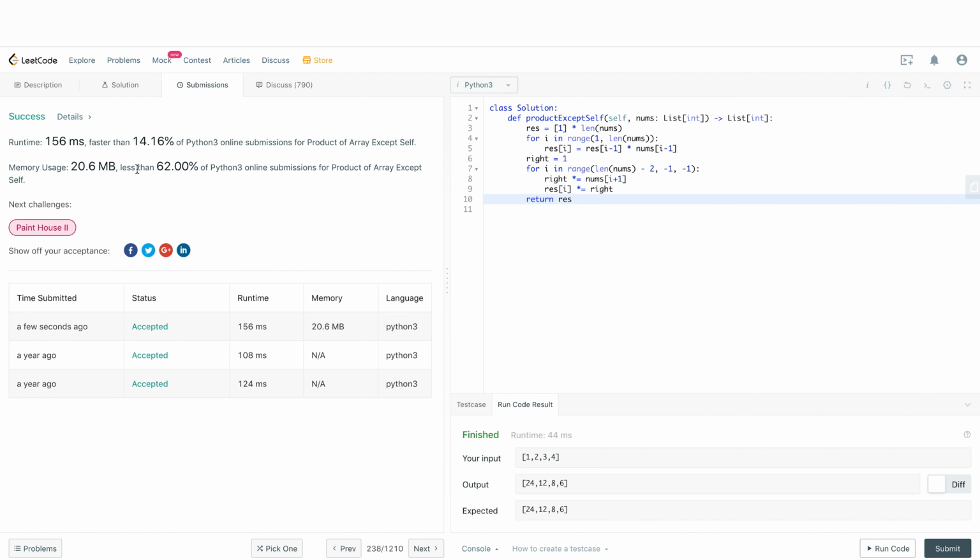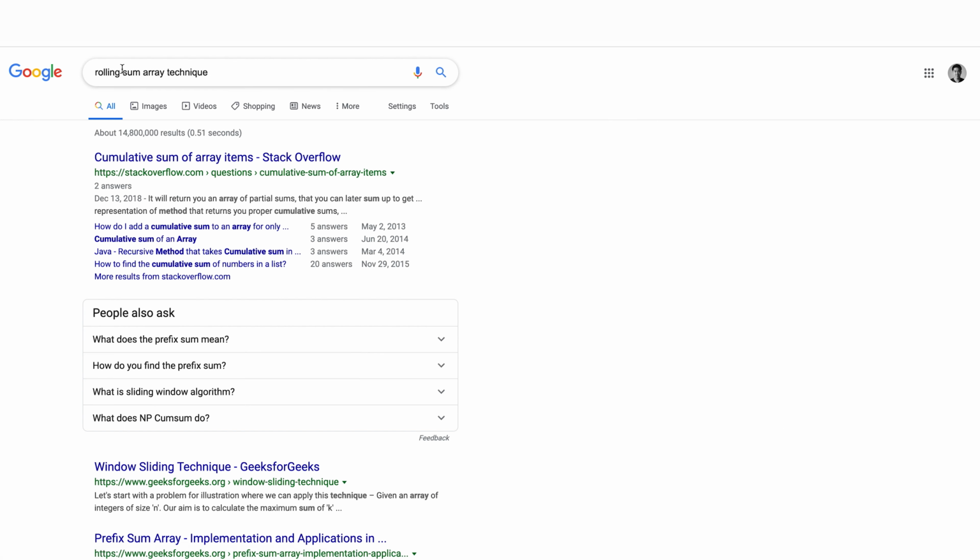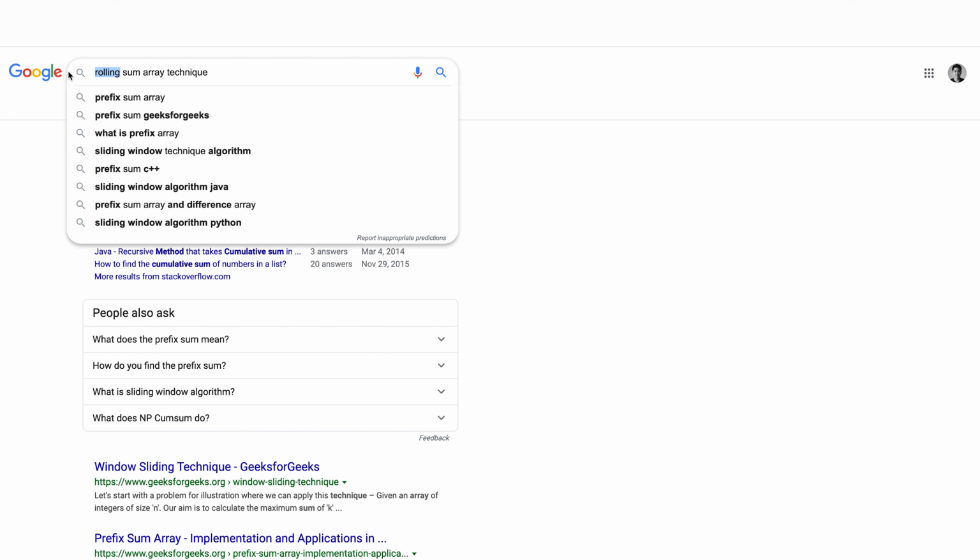I hope this was helpful. This is a very fun problem, a very common technique where you create a cumulative sum, like a prefix sum, but this time it's a prefix product.